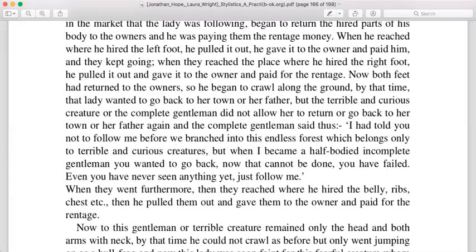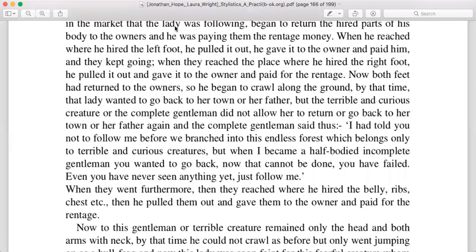Now, you would notice here that this gentleman is never used alone. Okay, always an epithet is attached to him. He is a complete gentleman, he is an incomplete gentleman, he is a curious creature. Okay, he's just not a creature but a curious creature. He's at places said to be half bodied, and he's said to be an incomplete gentleman. So at various places this gentleman is just not alone. Okay, some characteristic is attached to him.